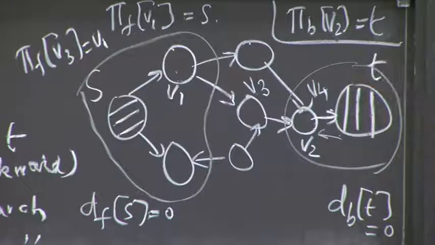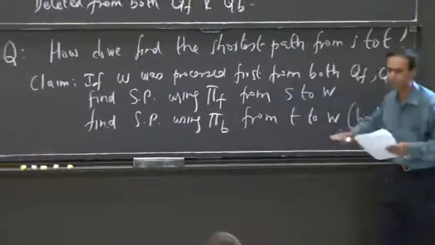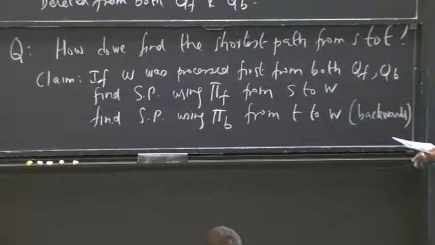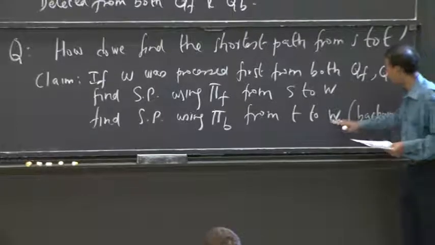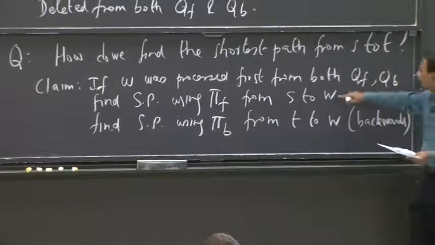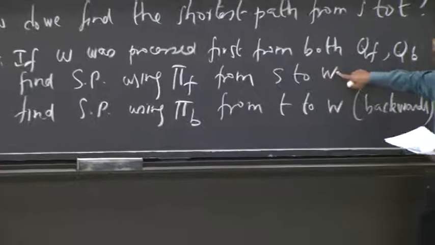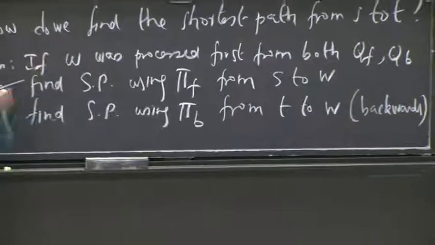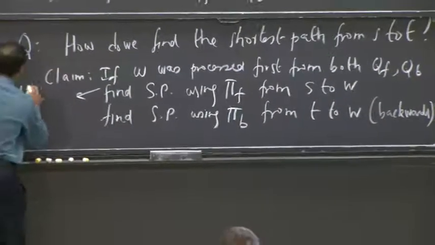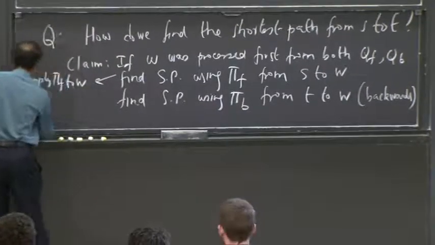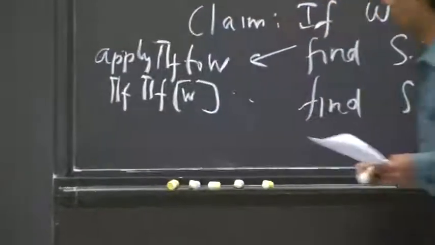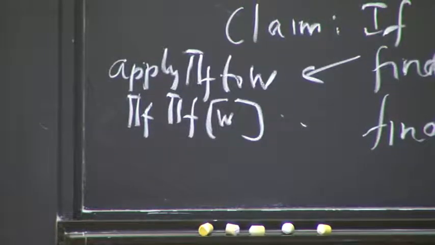Thanks for pointing that out. What I wrote here, and so let's talk about what happens here. We know what happens in the forward search, and you've done that before. In the backward search, what happens is that I need to start according to this condition. Just like in the forward search, I found a W, and I continually applied pi f to W, and then pi f of that, and so on and so forth. And that's what you do in order to construct the shortest path.